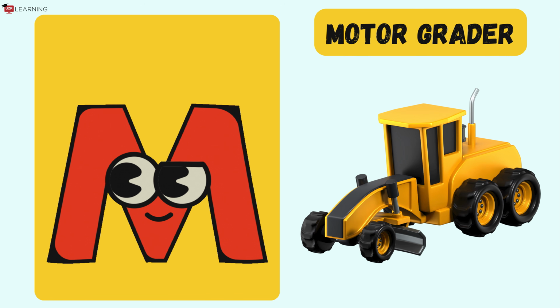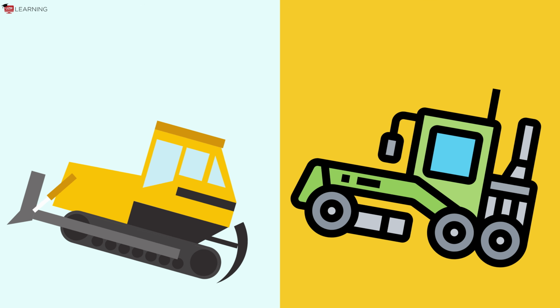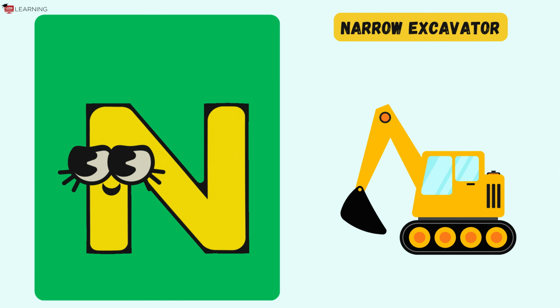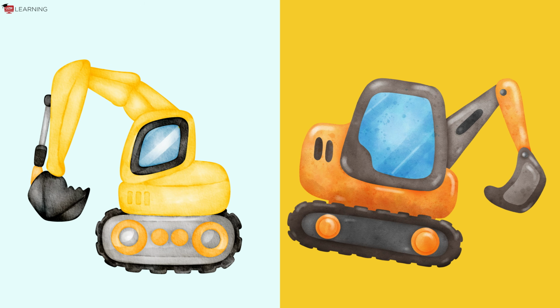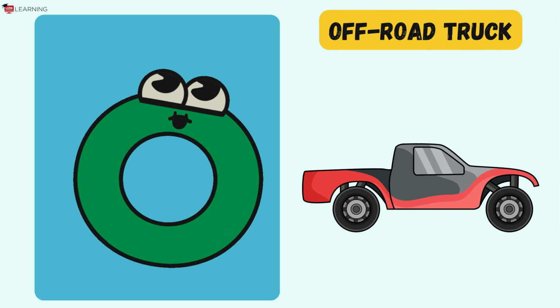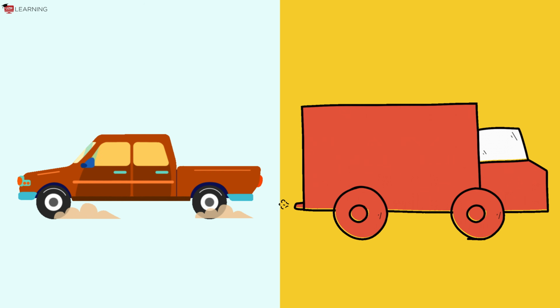M is for motor grader, motor grader. It shapes roads and levels the ground. N is for narrow excavator, narrow excavator. It works in tight spaces, digging with precision. O is for off-road truck, off-road truck. It travels on rough terrain with strength.